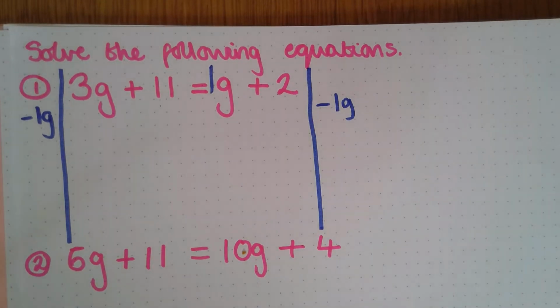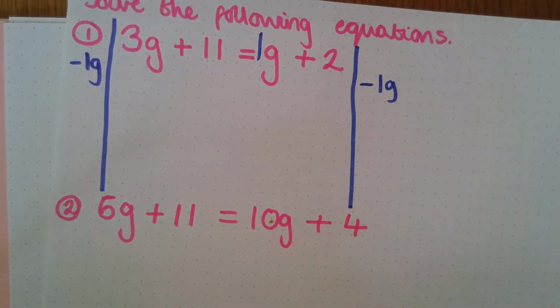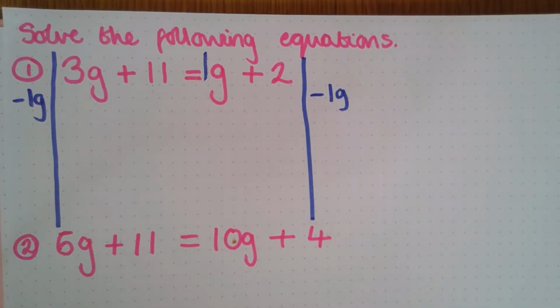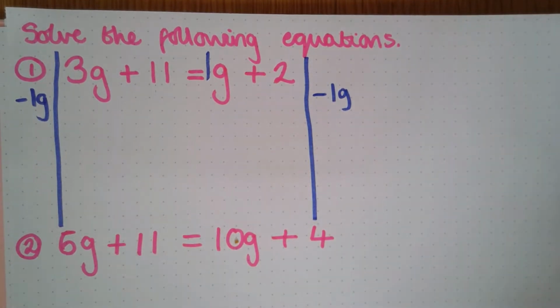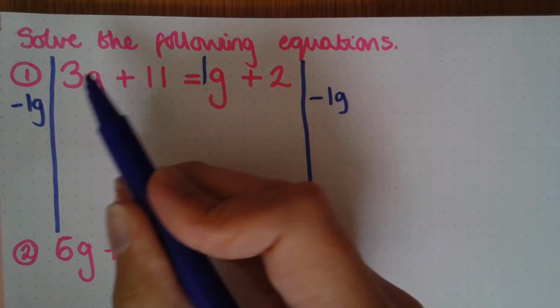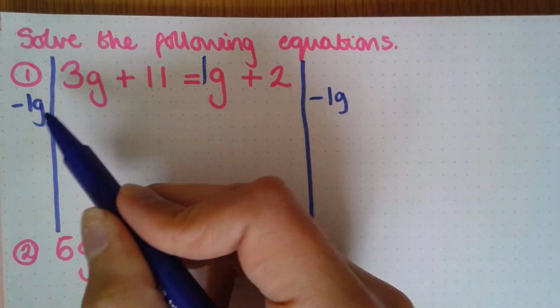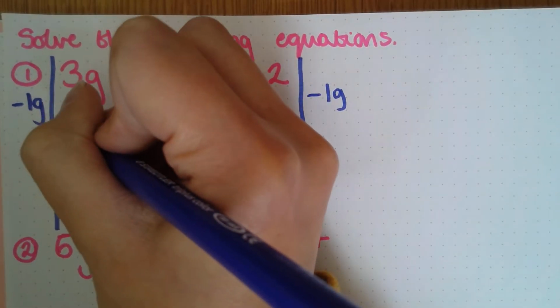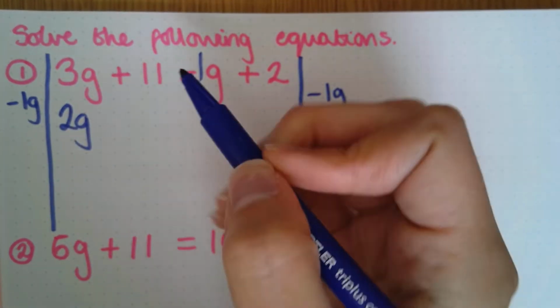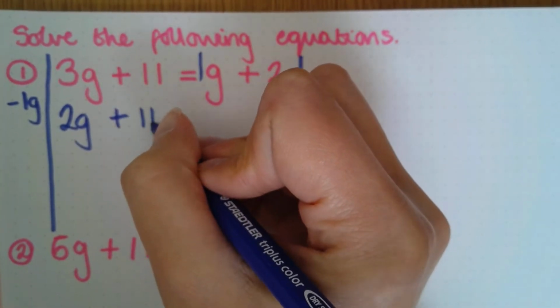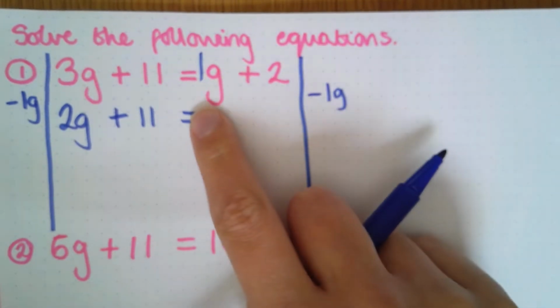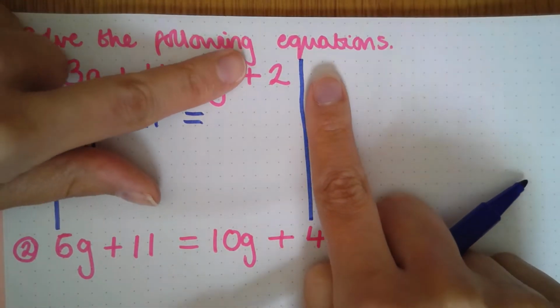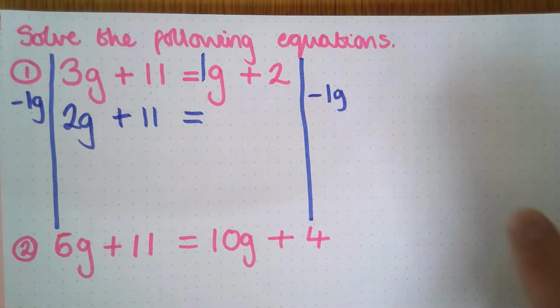So the next step is to actually do that calculation. So 3 G's take away 1G. We can't do 11 take 1G because that's not got any G's. So it's 3G take 1G is 2 G's. The 11 doesn't change. Equals 1G take 1G. They cancel out, so we're just left with 2.